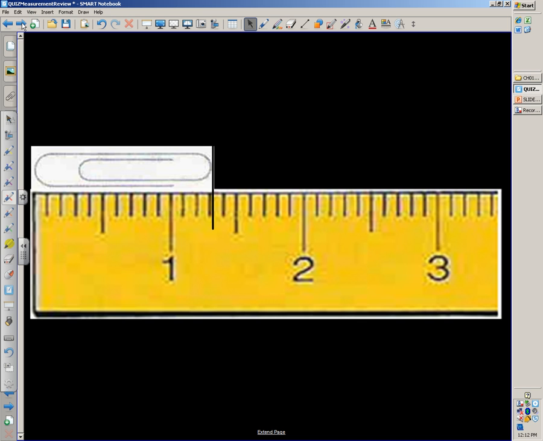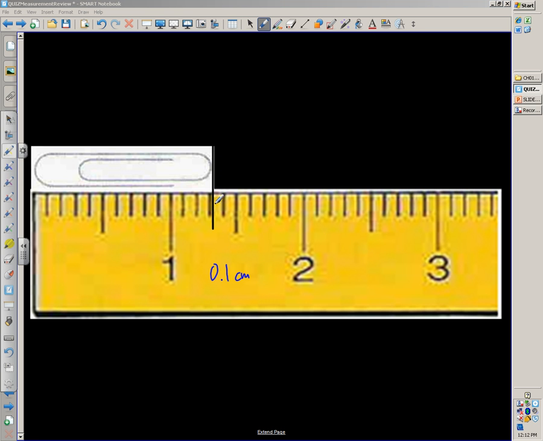Just to further illustrate that point, here's that same ruler, but now I got a smaller paper clip. If I take a look at the ruler, 1 centimeter line, 2 centimeter lines, 10 divisions. Each one of those divisions on the ruler represents 0.1 centimeters. So I take a look at this new paper clip.